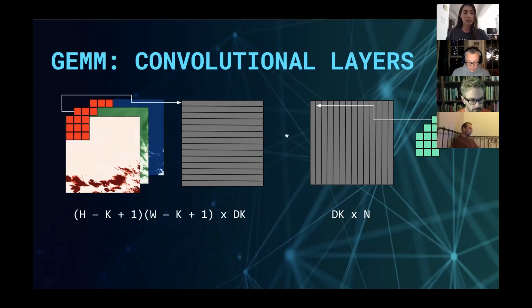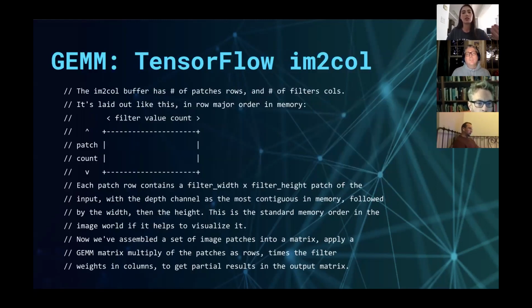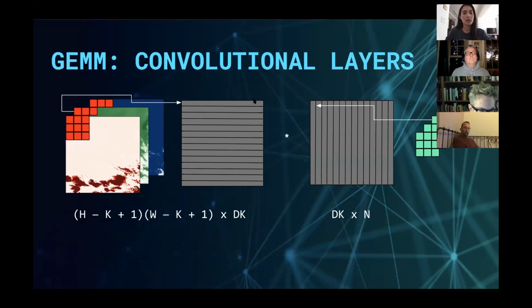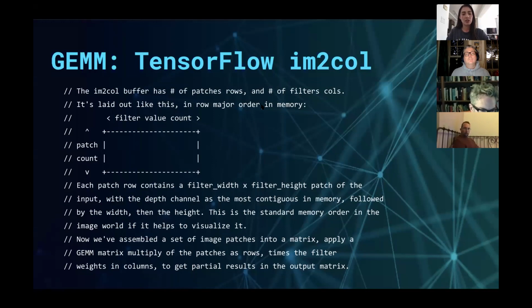So this operation that we see here, translating my ND tensors to these 2D matrices, is implemented in TensorFlow as this operation, im2col. And this is just part of the documentation in TensorFlow's code: once we have assembled these image patches, like each of these red patches that we see here is assembled as a row, then we have finished it. As you see here at the bottom, we're going to implement matrix multiplication of these patches times the filter, or in this case, the kernel in columns. And we're going to get partial results of the output matrix. So that's the entire idea.